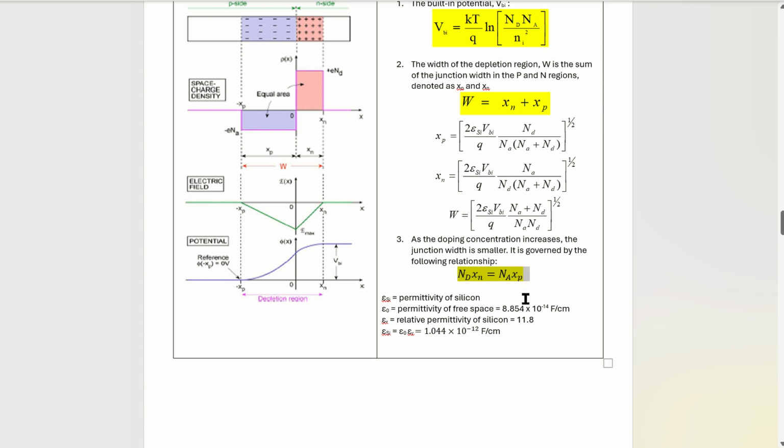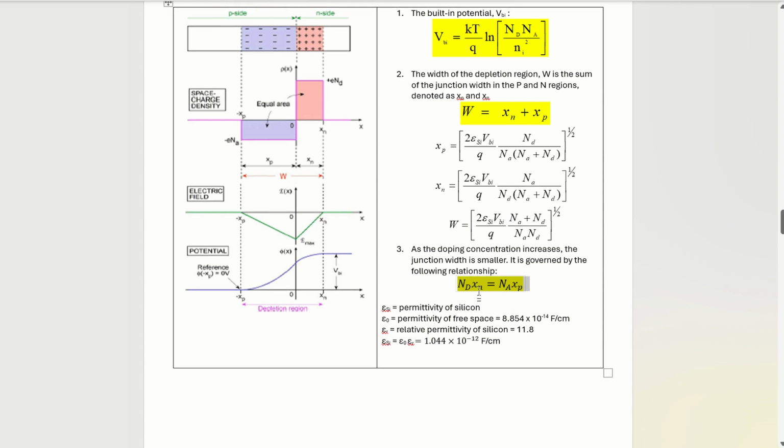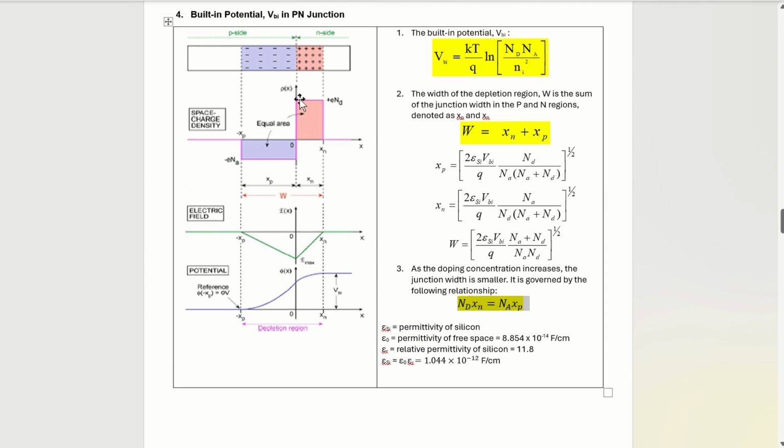And from this equation, if we analyze it, we'll find that it simply shows that when the donor concentration is larger, the depletion width is smaller. For example, if we look at this diagram, here we have a larger depletion width, which means the donor concentration is lower. Here the depletion width is smaller, which means the donor concentration is larger. So that's what is shown by this equation.